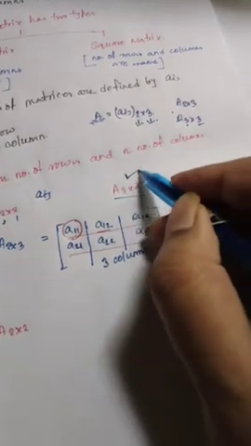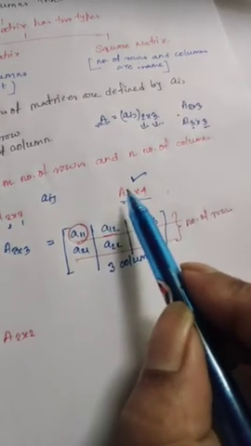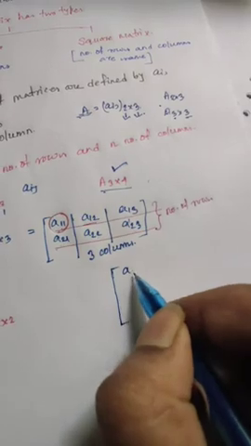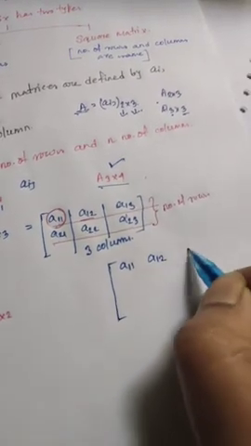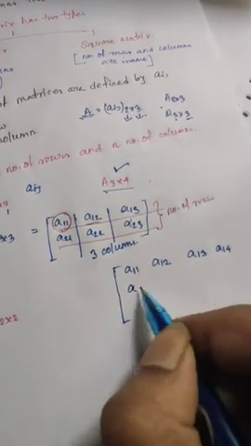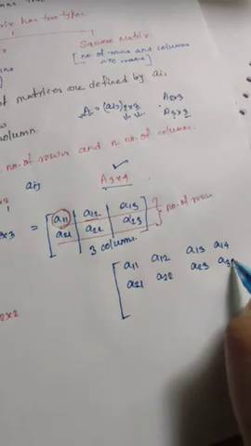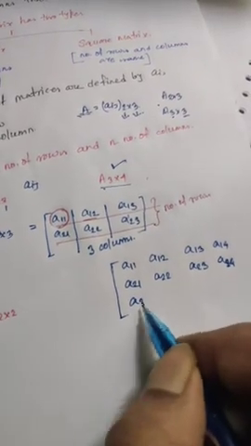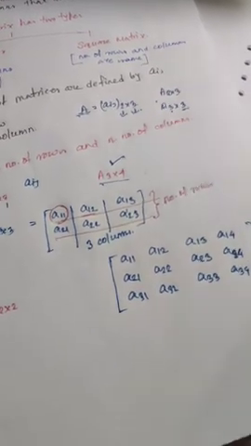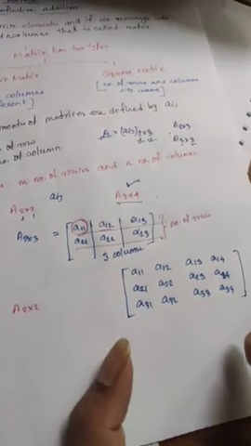Similarly, we can construct A 3 cross 4. This matrix contains 3 rows and 4 columns. The elements are a11, a12, a13 and a14, a21, a22, a23, a24, and a31, a32, a33, a34. This is the A 3 cross 4.